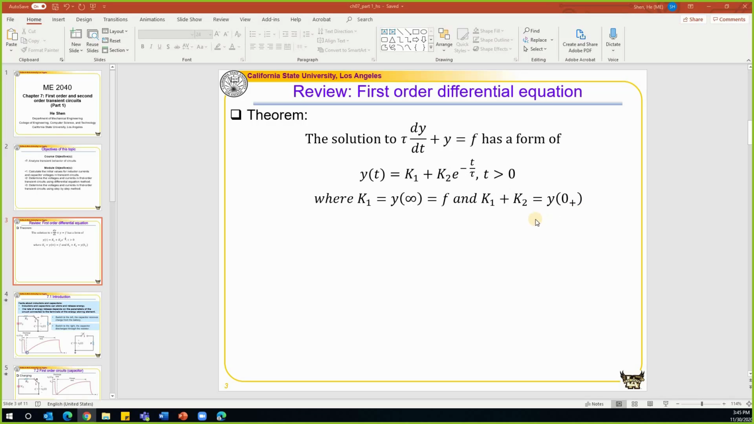And for the initial condition, if we substitute t equal to 0 plus, meaning the time right after 0, represented as 0 plus, then we put t equal to 0 over there, and e to the power of negative 0 is 1. So y at time 0 plus is equal to k1 plus k2. That is how we get k1 plus k2 equal to the initial condition. So this is the conclusion that we're going to use for the rest of today's lecture.